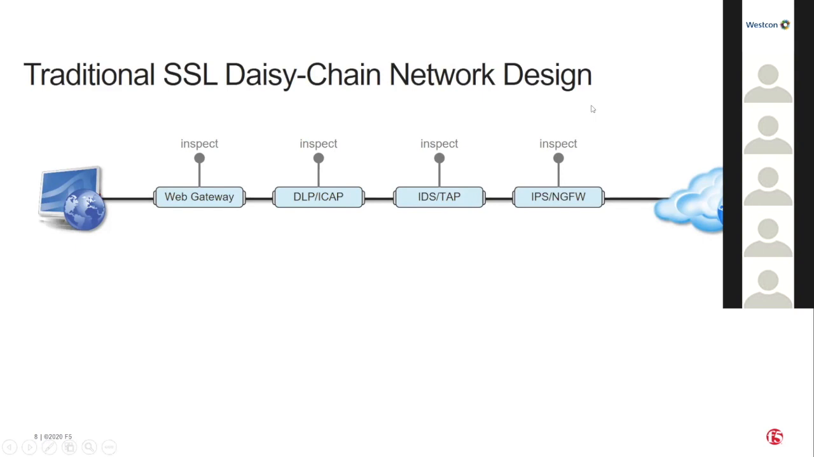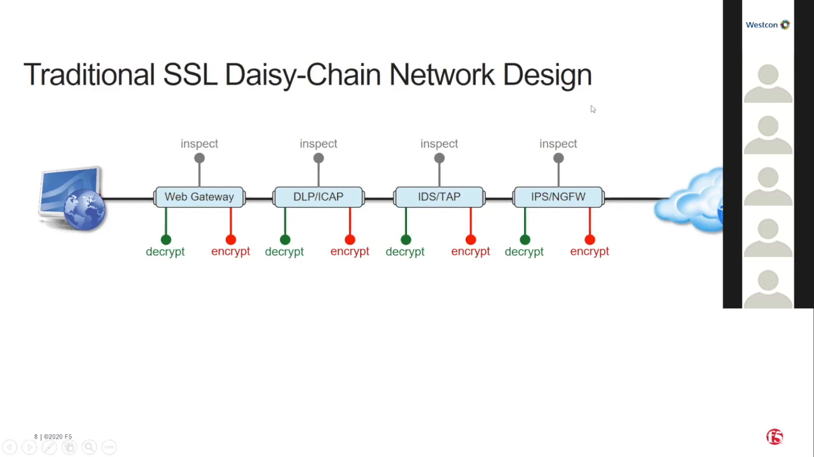So when the user is trying to access that, it will flow through those individual security models, or we call them devices. In a daisy chain design, each of these security devices is doing the SSL inspection within itself. So this means that outbound traffic will first go to the web gateway, and then the web gateway will do its own decryption, and then encrypt again before passing on to the next security stack. This is happening in the individual security devices.